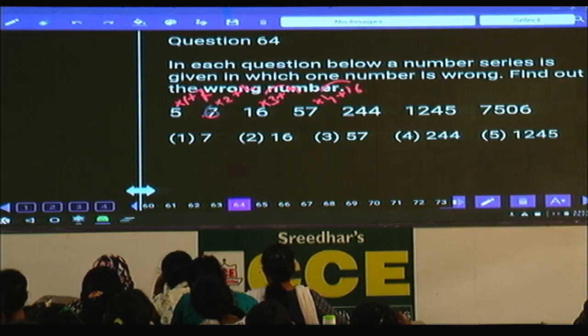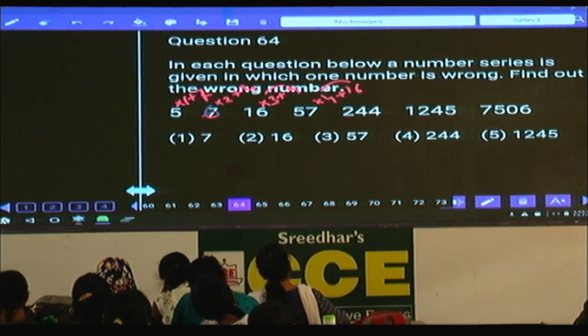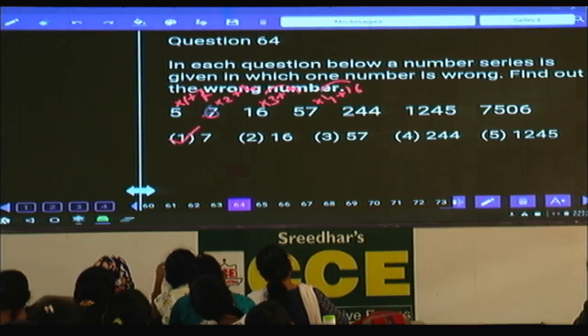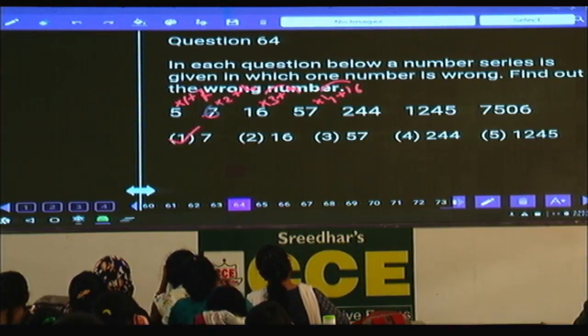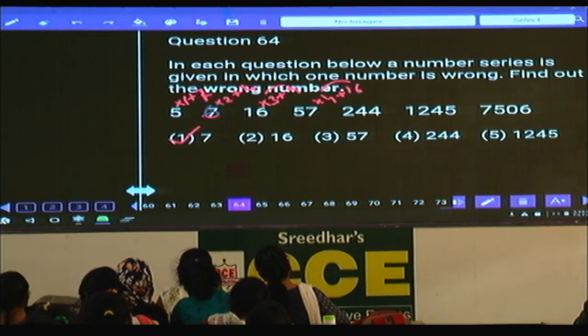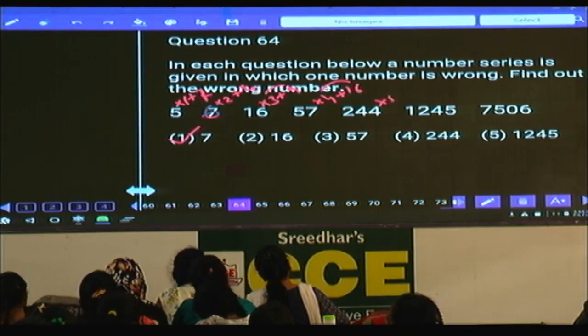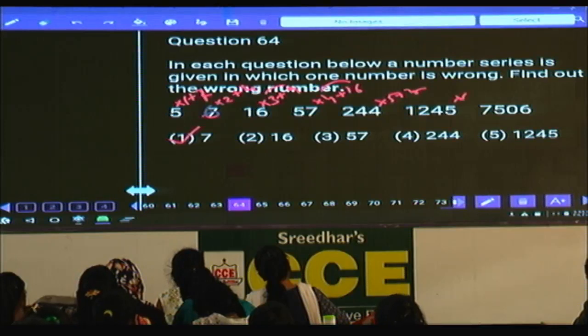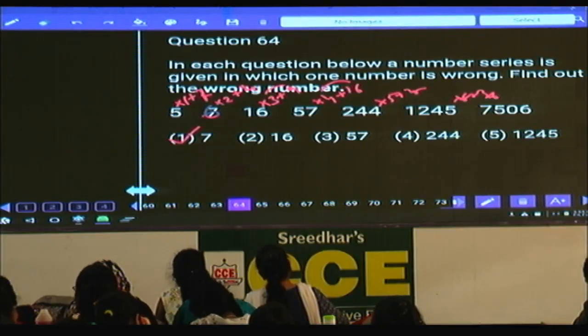6 into 2 plus 4, that is 16. What is the wrong number? 6 is the wrong number. 6 is the correct number and the wrong number is 7. 7, that is the choice. Into 1 plus 1 square, into 2 plus 2 square, into 3 plus 3 square, into 4 plus 4 square, into 5 plus 5 square, into 6 plus 6 square.